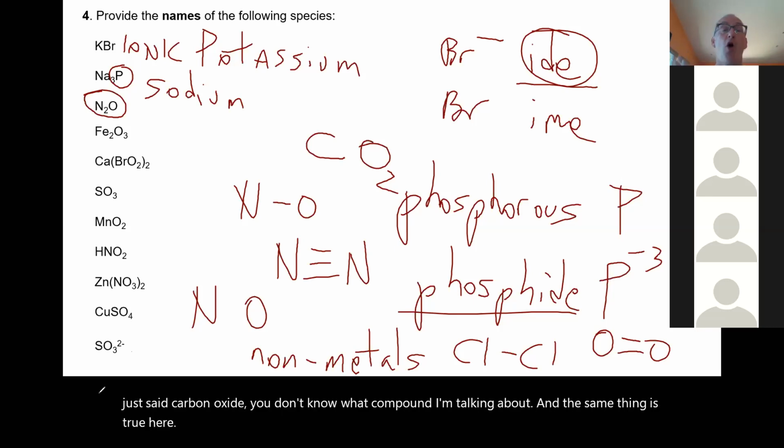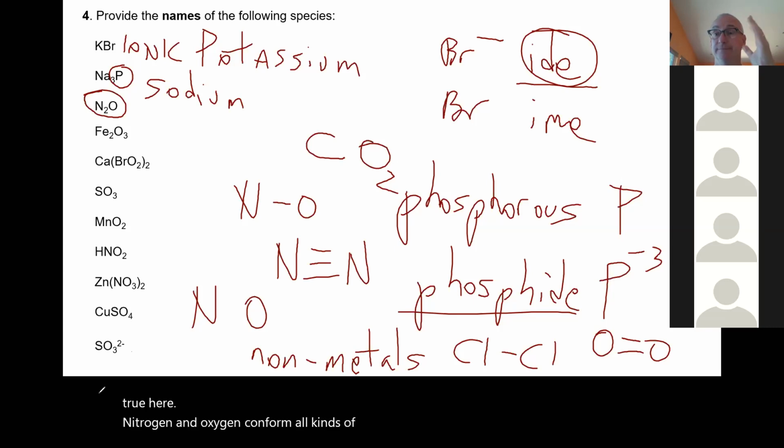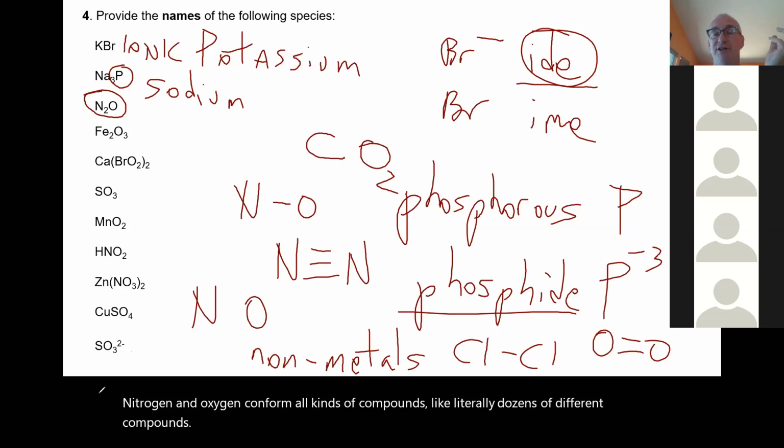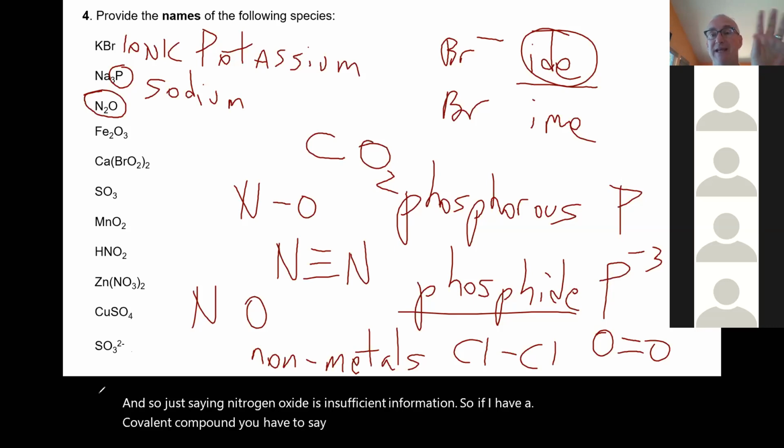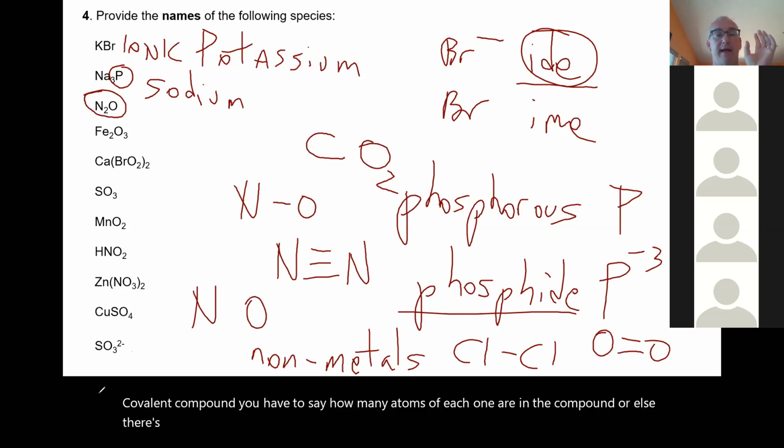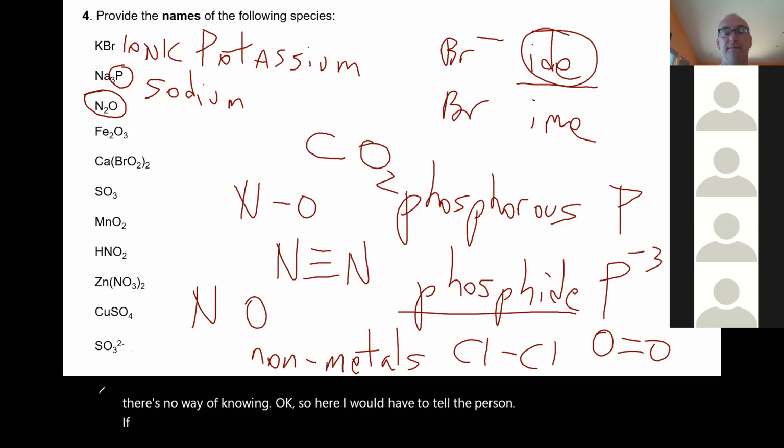Nitrogen and oxygen can form all kinds of compounds, like literally dozens of different compounds. And so just saying nitrogen oxide is insufficient information. So if I have a covalent compound, you have to say how many atoms of each one are in the compound, or else there's no way of knowing. Okay, so if I'm describing this nitrogen oxide to someone, I have to say how many of each one are there.